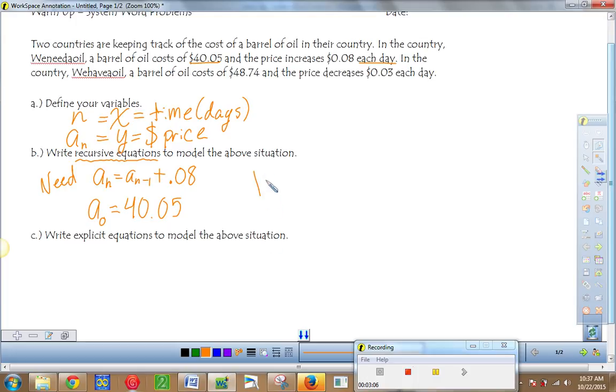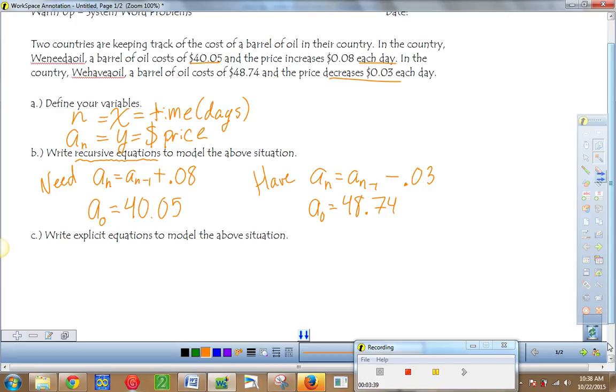Okay? What about the we have oil? Why is it minus 0.03? It is decreasing by that amount where the other one was increasing, right? Alright, and what is our initial here? 48.74.